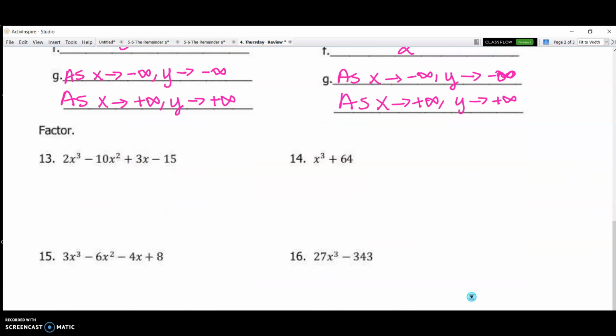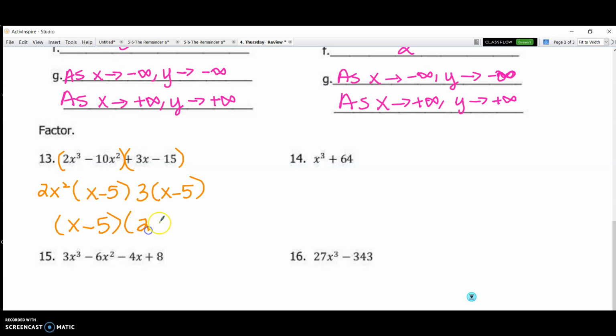Okay. Factoring, so different types of factoring. GCF first in everything. So no matter how many terms you have, you always want to look for a GCF. This does not have a GCF, so then we're going to factor 4 terms by grouping. Group the first 2, the second 2, find the GCF of these 2. So 2x cubed minus 10x squared have a 2x squared in common, and then you're left with x minus 5. 3x minus 15 have a 3 in common, and you're left with x minus 5. So GCF of that now is x minus 5, and your leftovers are 2x squared plus 3.